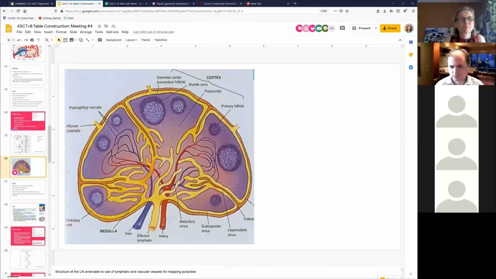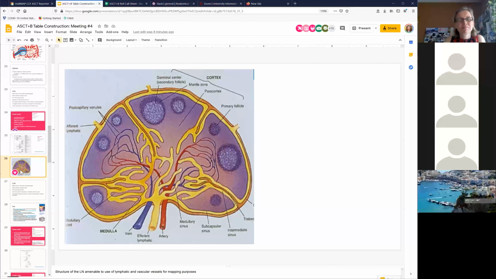And that's just showing the vasculature and the lymphatic vasculature of the lymph node. And in this case, this is going to be probably an excellent tissue to map off of either or both of those structures.